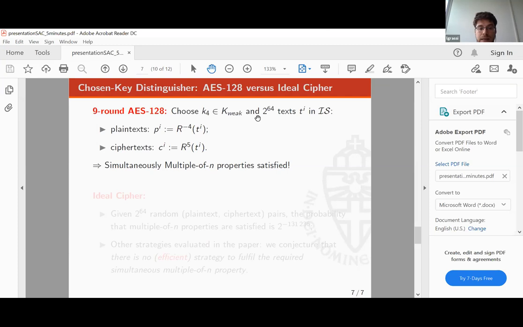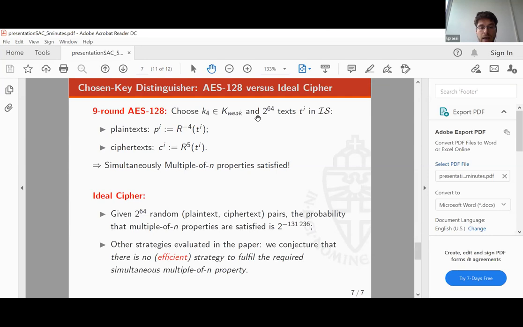Now, in the case of an ideal cipher, if we just pick 2^64 random plaintexts or ciphertexts, the probability that the multiple-of-n property is satisfied is quite small, approximately 10^-100,000. In the paper, we evaluated other strategies, but we haven't found any efficient strategy to construct this set of plaintexts and ciphertexts that satisfy the required property. So we conjecture that there is no efficient strategy to fulfill the required multiple-of-n property, both on the plaintext and on the ciphertext, for the case of an ideal cipher.